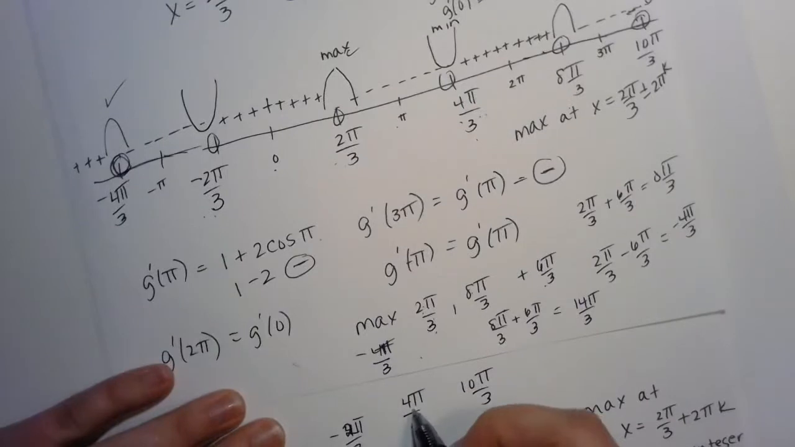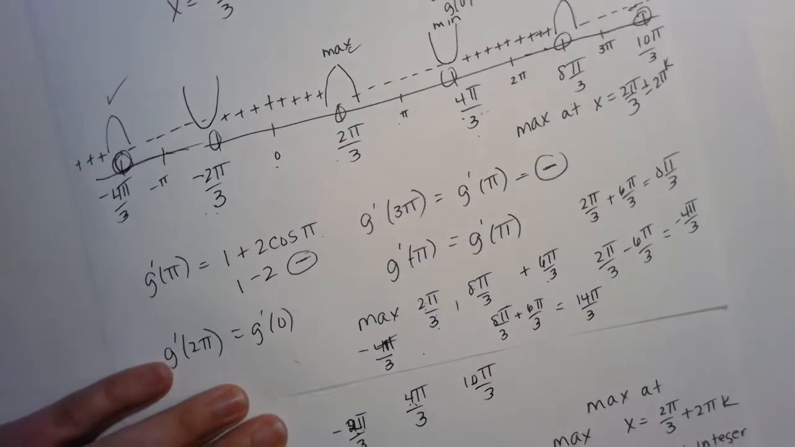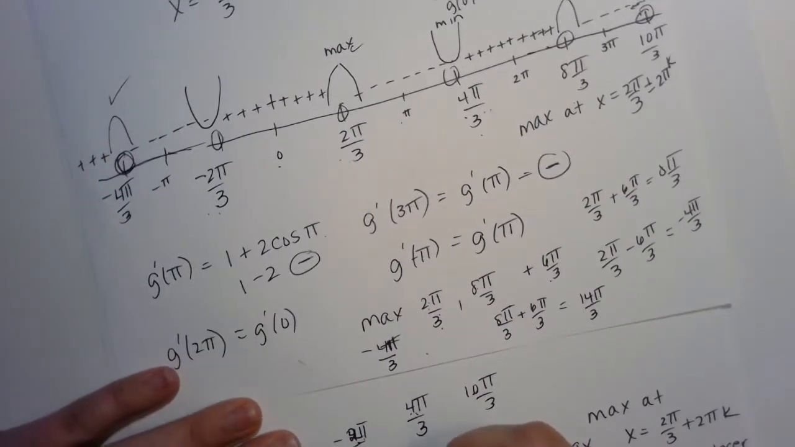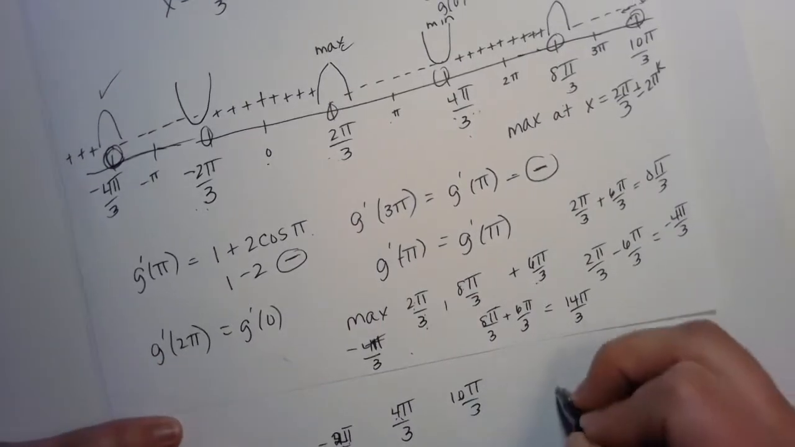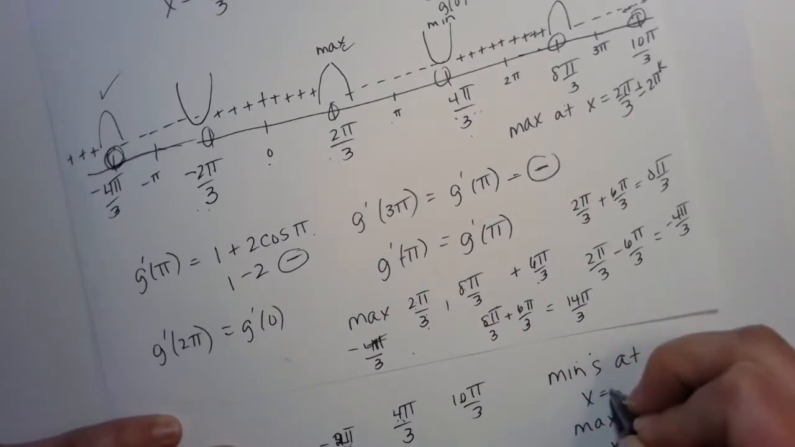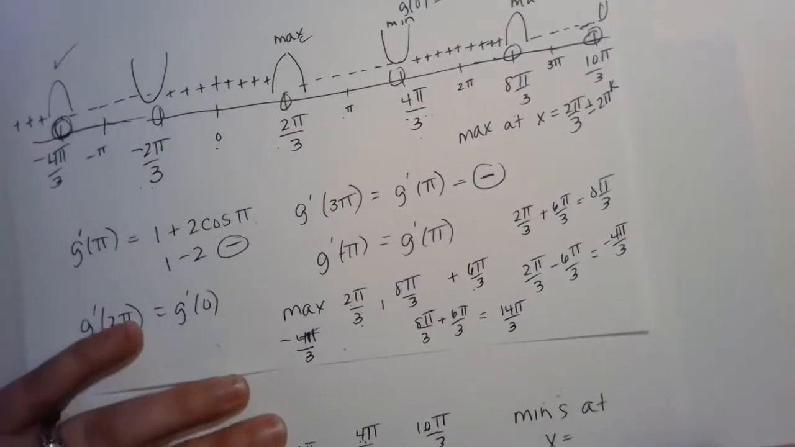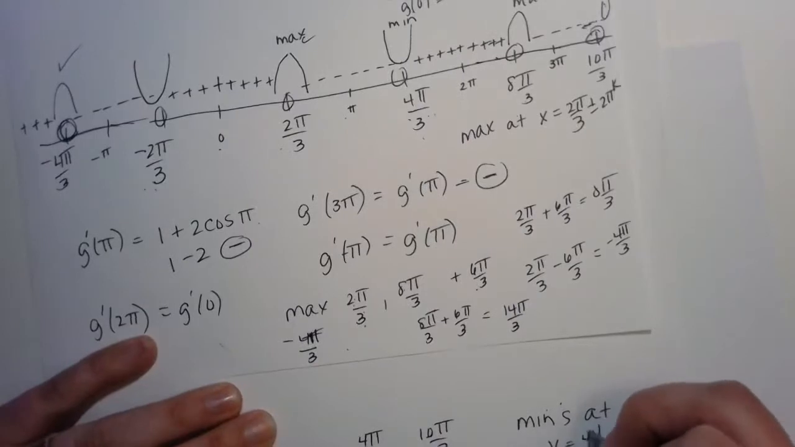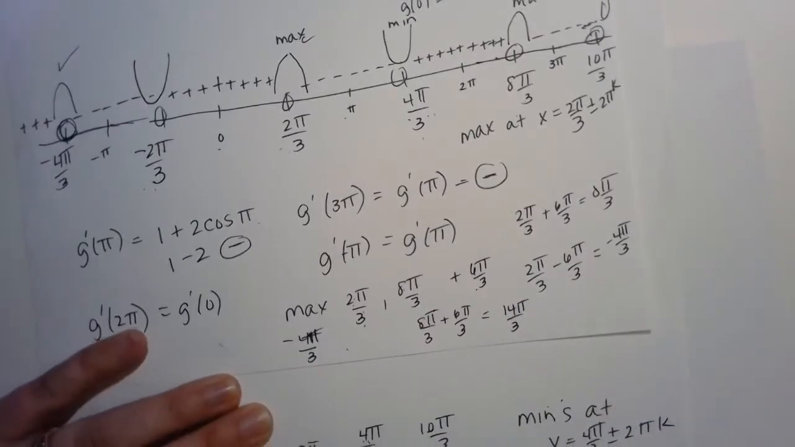And I do notice again that if I add 6 to 4, I get 10, and if I subtract 6 from 4, I get negative 2. So basically, I'm adding or subtracting 6 pi over 3 again, which is 2 pi. So I'm going to have minimum points, mins, at x equals, I'll just pick the first positive one, right, is 4 pi over 3 plus or minus 2 pi k.